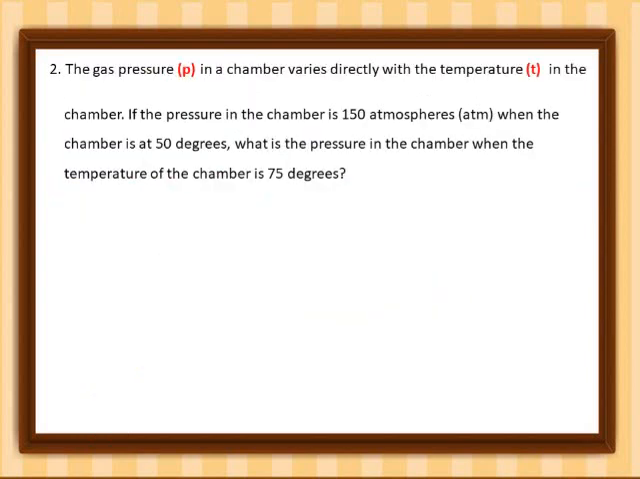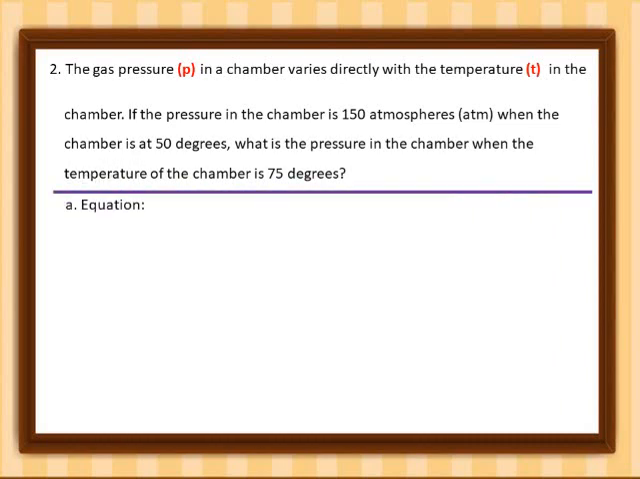Okay, now let's have problem number 2. The gas pressure in a chamber varies directly with the temperature in the chamber. If the pressure in the chamber is 150 atmospheres when the chamber is at 50 degrees, what is the pressure in the chamber when the temperature of the chamber is 75 degrees? Again, we are going to create our equation. So we go back to the problem.